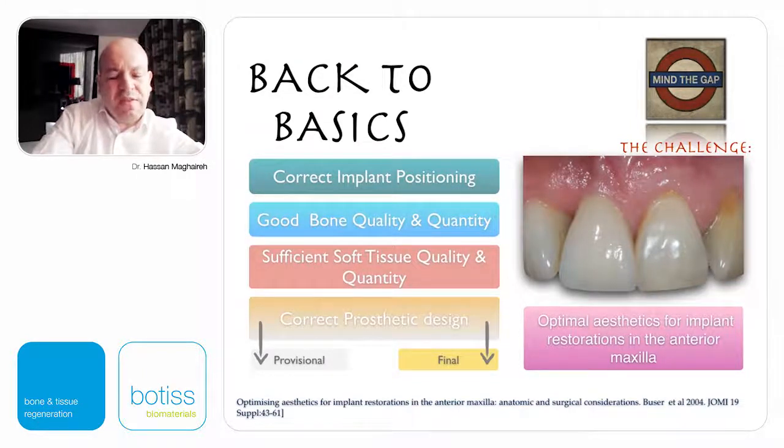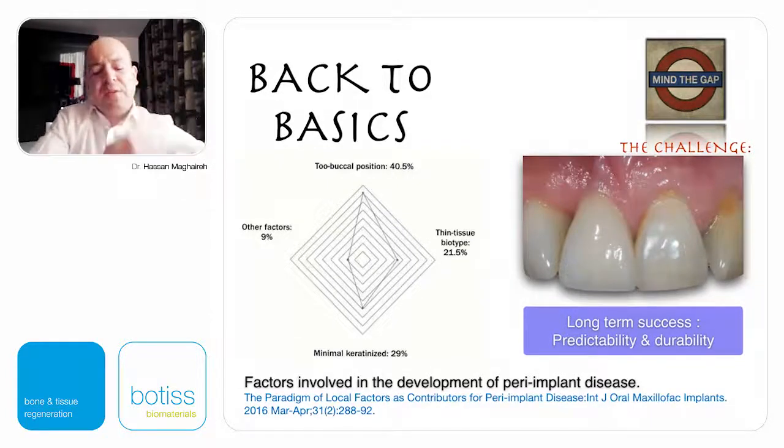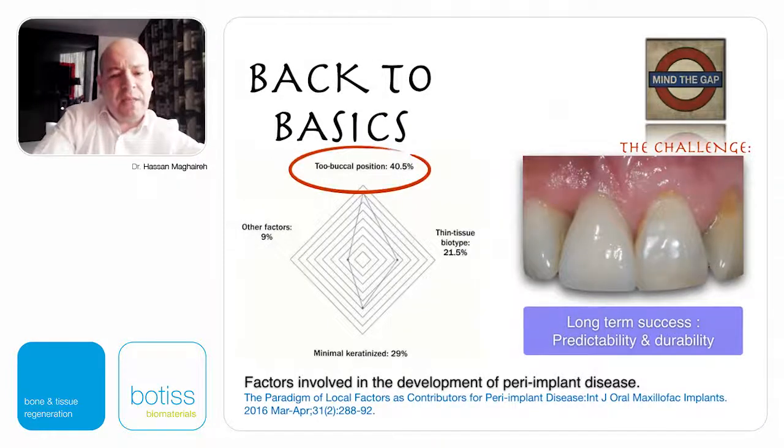In today's presentation, I'm going to focus on the first point, correct implant positioning, and the guided bone regeneration factors. But it's worth mentioning this recent study. It's a retrospective study where they looked at cases where they developed peri-implantitis, and they wanted to analyze the reasons behind developing peri-implantitis. And it's interesting to find that 40% of the cases were to do with wrong implant positioning.